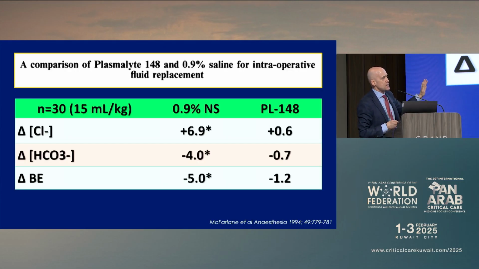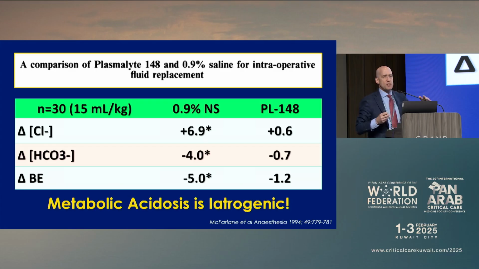This is a study done a long time ago, a randomized controlled trial, again, looking at perioperative fluid loading amongst patients undergoing major abdominal surgery. And what you see here is 0.9% saline versus Plasma-Lyte. Patients were given 15 mLs per kilo during their OR. And we look at the biochemical parameters 24 hours later. Clearly, there's a difference with 0.9% saline. More change in chloride, more change in bicarb, more change in base excess.